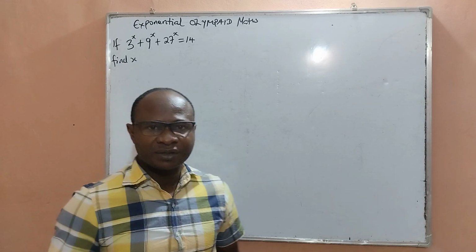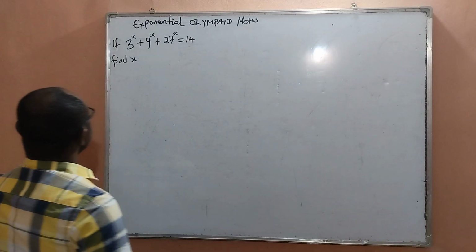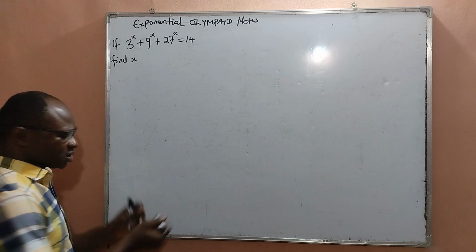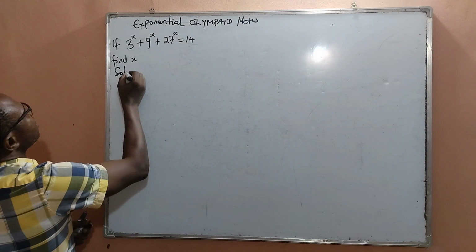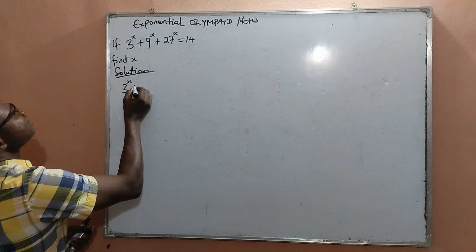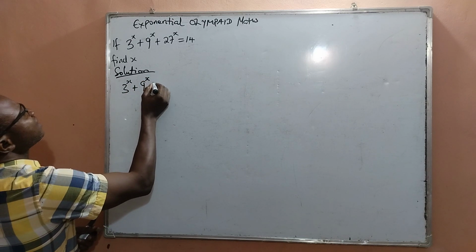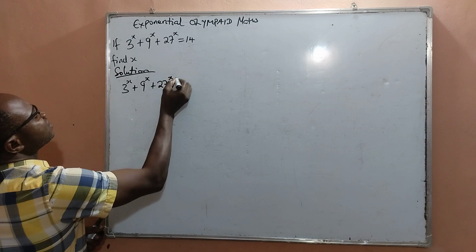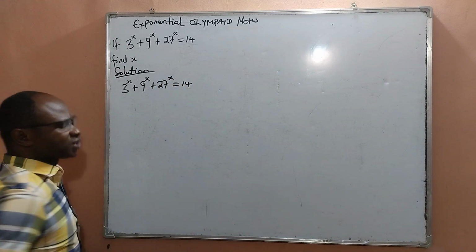Let us dive in. You will like this question. It is a very interesting one. Solution to it. Good. 3 raised to x plus 9 raised to x plus 27 raised to x is equal to 14.